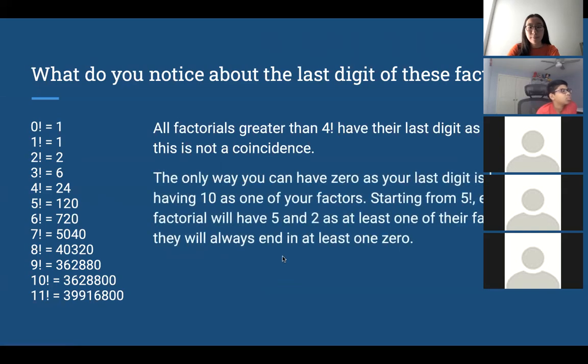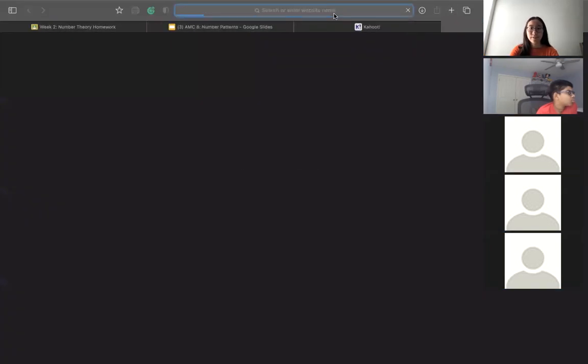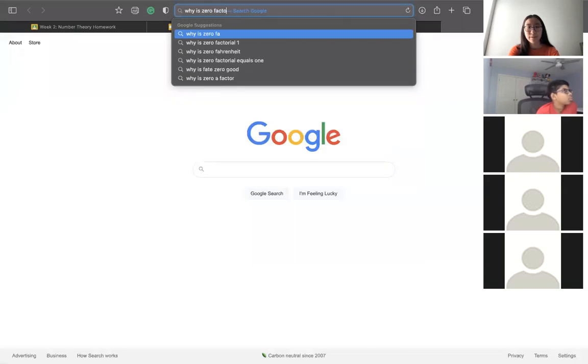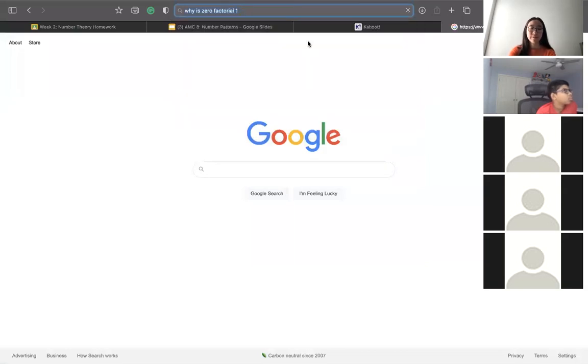I have a question. Yeah, sure. Why is 0 factorial equal to 1? Okay, so let's see. I don't actually know this off the top of my head, but there are lots of explanations you can find online if you Google.